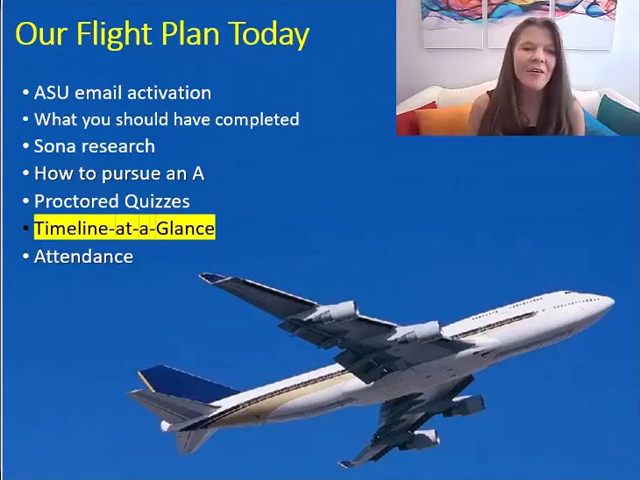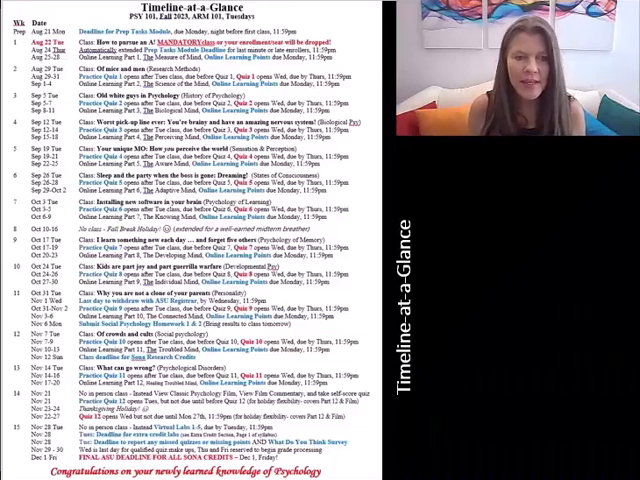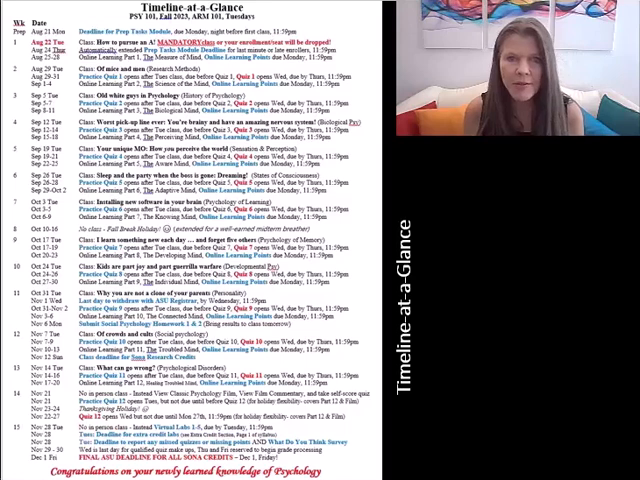All right, so item number 6 on our flight plan for today is your timeline at a glance sheet. I've mentioned now and then how important this is, and I want to take a moment here to just show you this and point out a couple of things. You probably can't read this, you don't need to, but this is what your timeline at a glance sheet looks like. Notice that it is a one-page schedule.